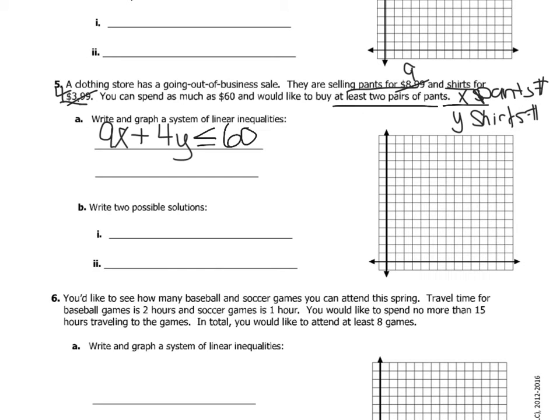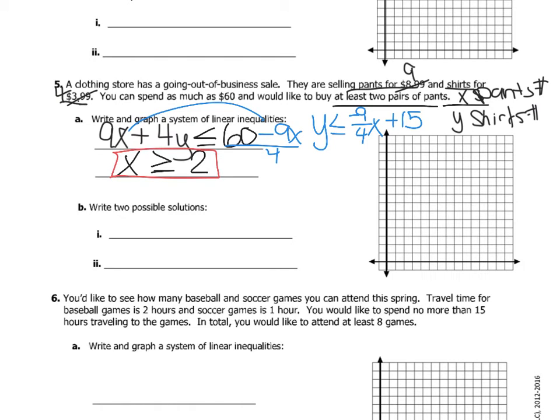So we're just talking about pants, so we're just going to use X. Well, she didn't say a word about shirts. So pants, I need to buy at least, so x is greater than or equal to 2. All right, so let's put these in slope-intercept form. We're going to bring the 9x over and divide by 4. So we're going to have y is less than or equal to negative 9 over 4 x plus 60 divided by 4 is 15.